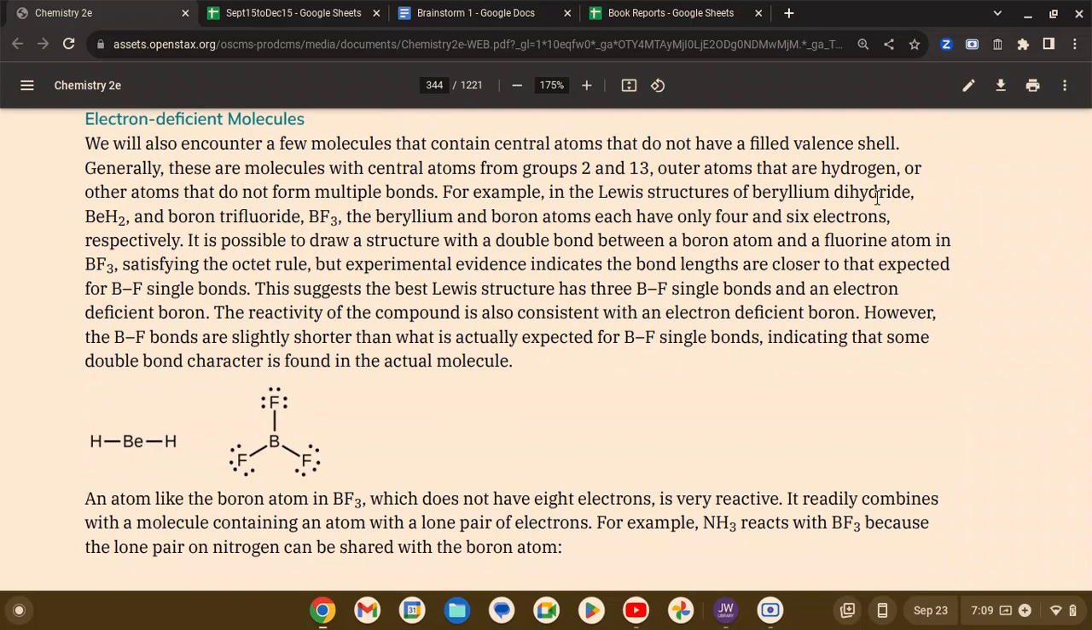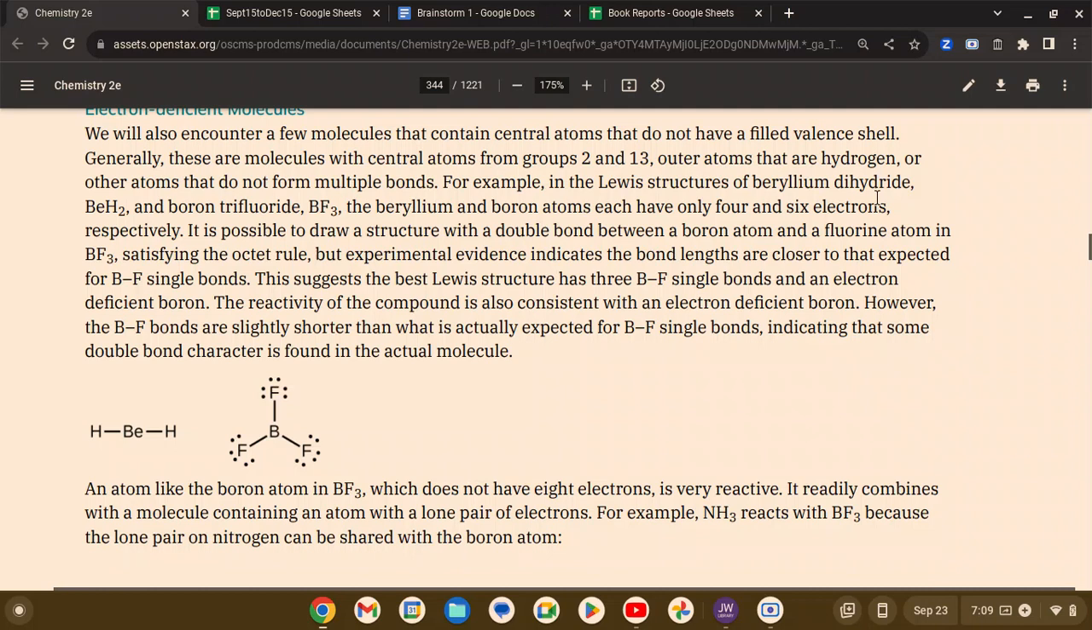It is possible to draw the structure with a double bond between a boron atom and a fluorine atom in BF3, satisfying the octet rule, but experimental evidence indicates the bond lengths are closer to that expected for BF single bonds. This suggests that the best Lewis structure has 3 BF single bonds and an electron-deficient boron. The reactivity of the compound is also consistent with an electron-deficient boron. However, the BF bonds are slightly shorter than what is expected for BF single bonds, indicating that some double bond character is found in the actual molecule.